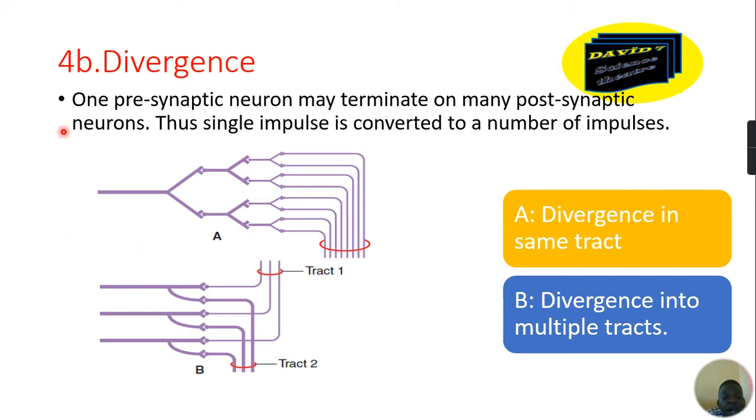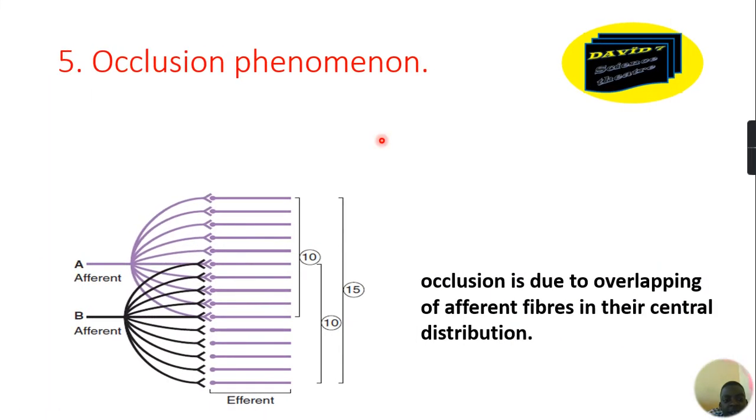That is it. We're having a single presynaptic neuron going to divide and diverge into a couple of impulses. All right. Let's talk about the occlusion phenomenon right now. Now, occlusion, as you can see here, there is occlusion. There is something like an overlap at this point. So this overlap is the reason for occlusion.